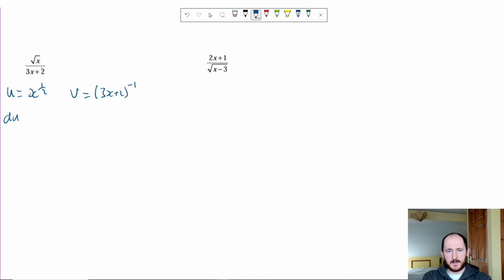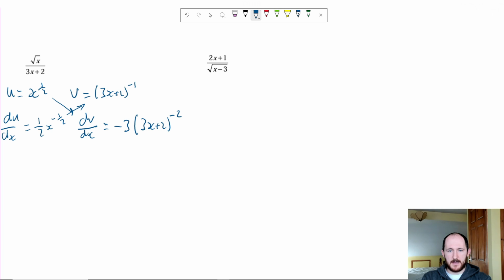Again, differentiating is a half x to the minus half, and dv dx, remember, you bring the power forward, so that makes it negative. Differentiate what's on the inside, that gives you the number 3, and then you times by the same thing, but you subtract 1 from the power. And then all you're doing is you're cross multiplying.